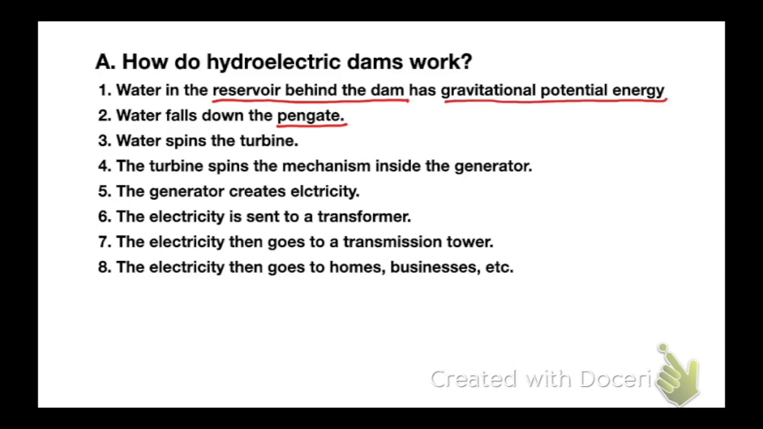And then the water hits a turbine and spins it. And then this is where the magic happens. The turbine spins a mechanism inside a generator. And basically, when magnets spin inside of coils of wire, you create electricity. So electricity gets made. And then we send the electricity to a transformer. It goes to a transmission tower, and then it goes to your home or your business. So that is the basics of how a dam works. So let's see some pictures.